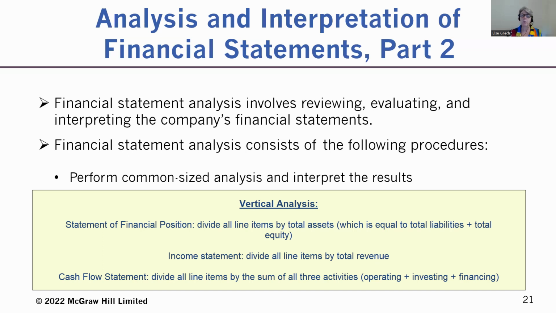So that's what vertical analysis is in the statement of financial position. In the income statement, vertical analysis is when we take every single item on the income statement and we divide it by total revenue. If I take, for instance, operating expenses and divide it by total revenue, it'll tell me what percentage of total revenue is being consumed by my operating expenses. So how much is it costing me to earn a dollar of revenue?